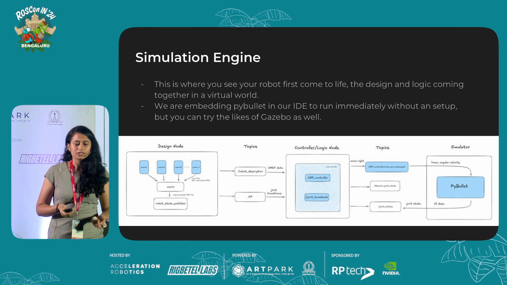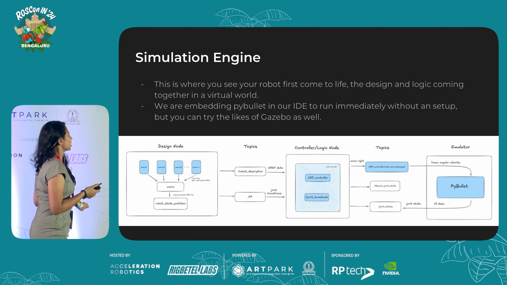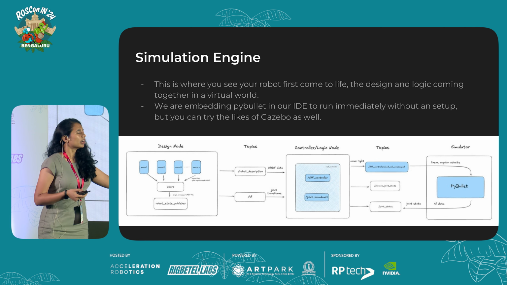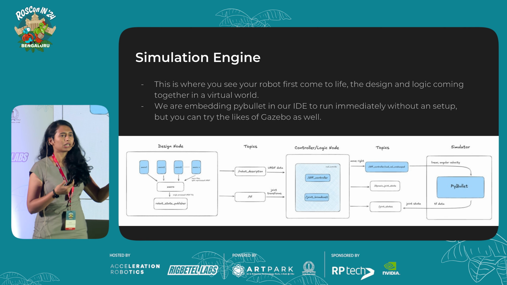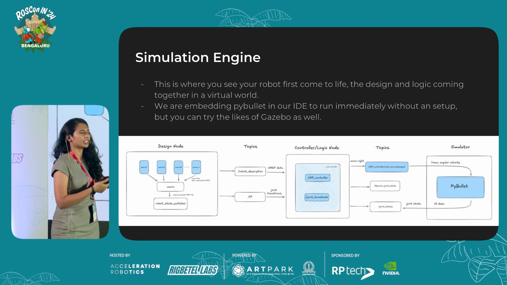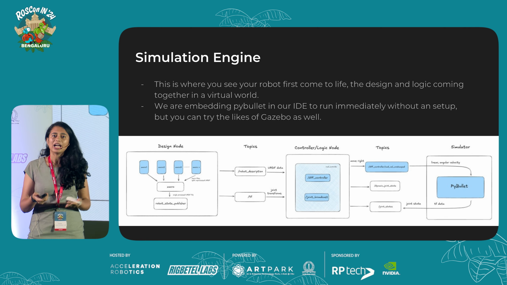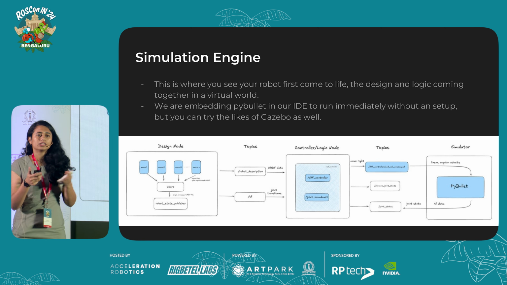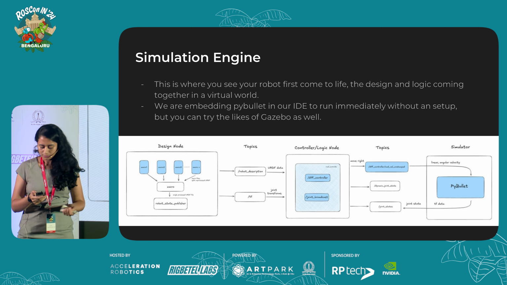So yeah, now coming to the simulation engine. As I mentioned, the last block becomes the simulation engine. The topic, command velocity, gives us linear and angular velocity. That gets fed into our embedded PyBullet simulator, and we get the updated joint states back from PyBullet. That gets trickled down again over to our design, and it gets reflected in the visualizer.